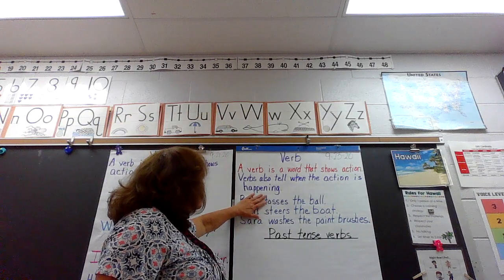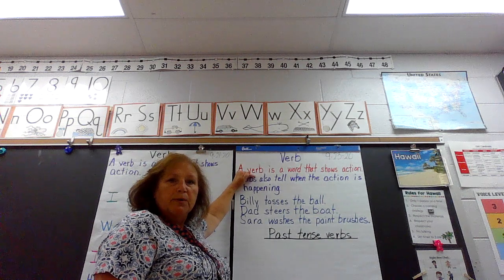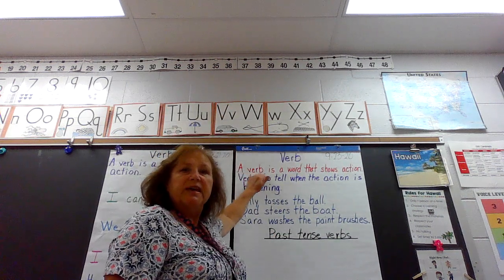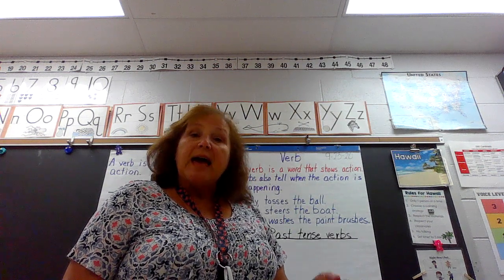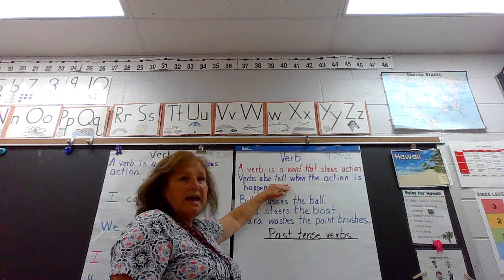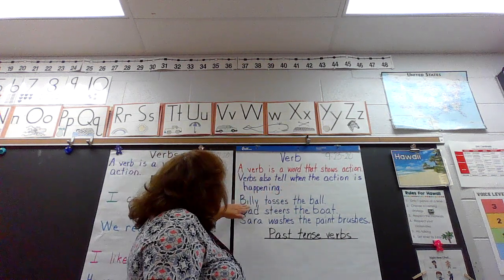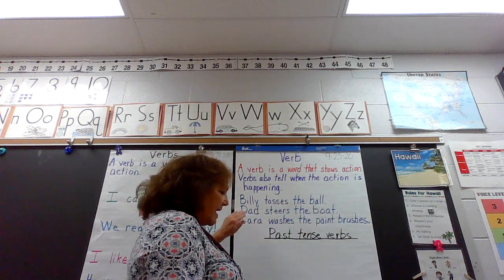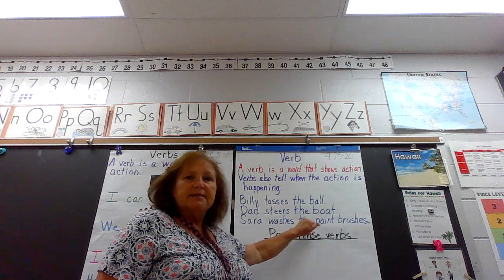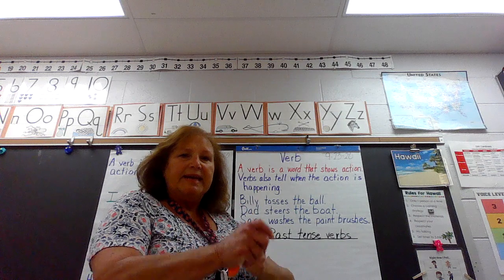I have some sentences here because we're taking this definition of verb just one step further. We know that a verb is a word that shows action. It's the action part of our sentence. But verbs also tell when the action is happening. Billy tosses the ball. Dad steers the boat. Sarah washes the paintbrushes. Those are all verbs that are happening now.